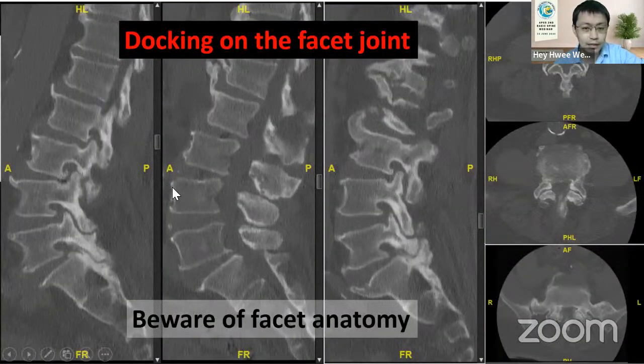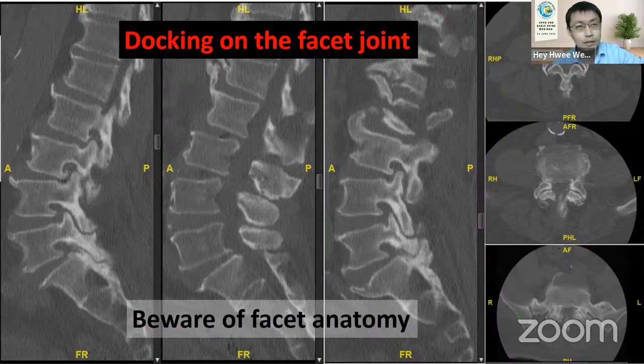This is a simple case showing a patient with a severe facet arthropathy. I think the key for MIST lift is knowing the facet joint anatomy first. Docking is usually on the facet joint. So if you look at these three different axial cuts, to appreciate how the morphology of the facet joint looks like is key to the docking of the facet and what you will encounter as you proceed with the surgery.